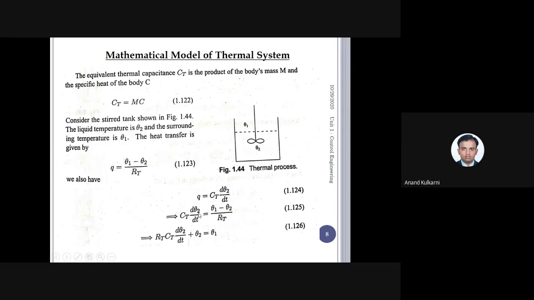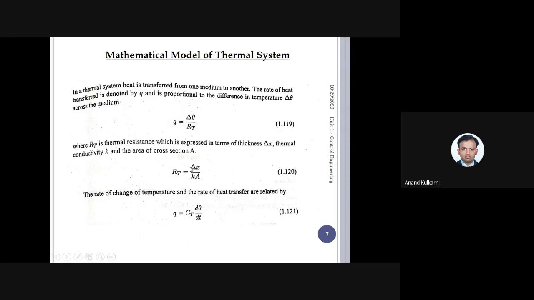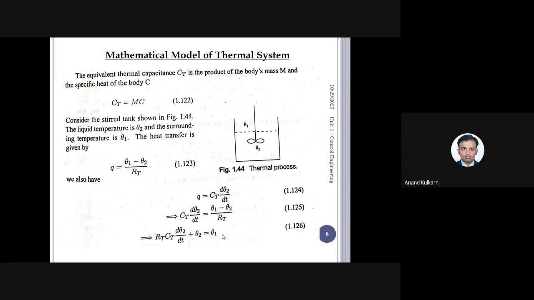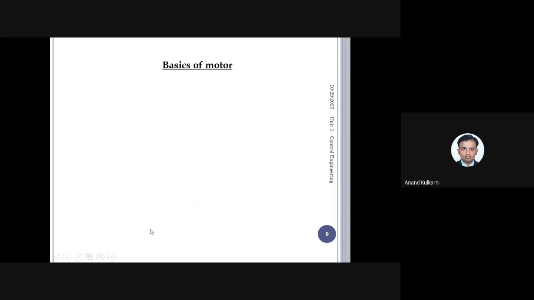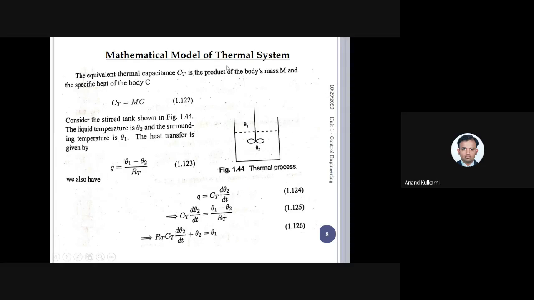So equating these two equations, 1.1.23 and 1.1.21, and multiplying Rt on both sides and rearranging the terms such that theta 2 is on one side and theta 1 is on the other side, we have Rt into Ct into d theta 2 by dt plus theta 2 is equal to theta 1. So this is the mathematical model of the thermal system.